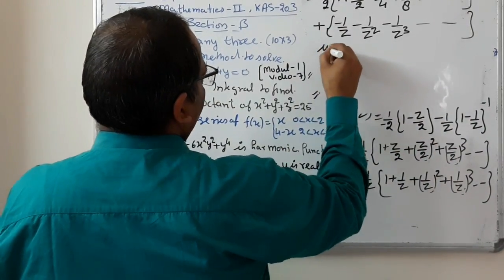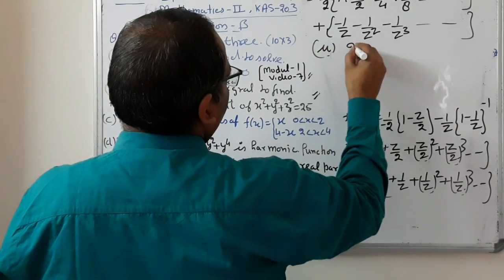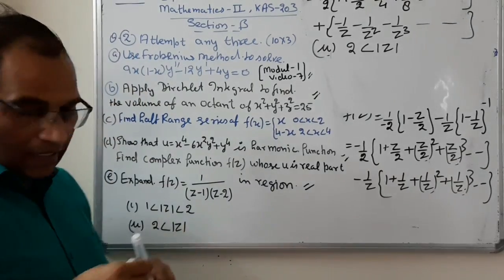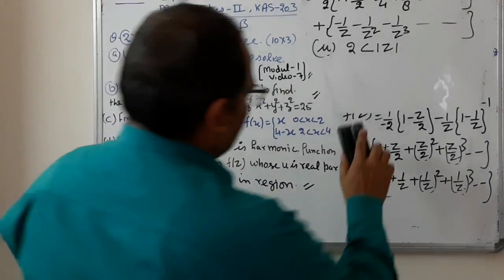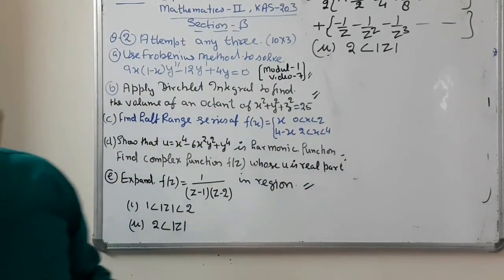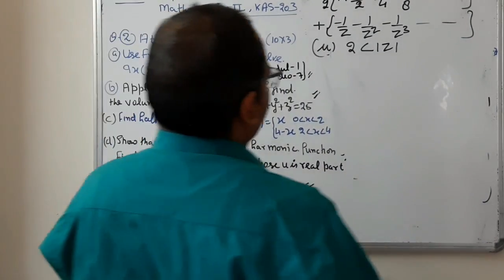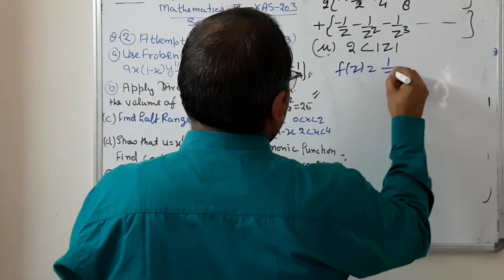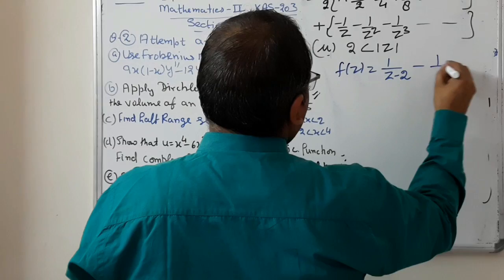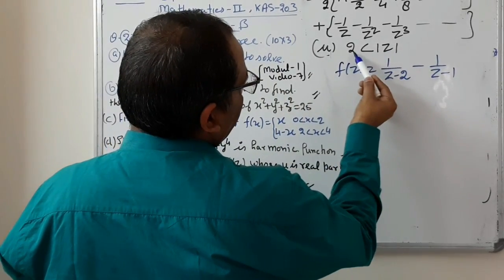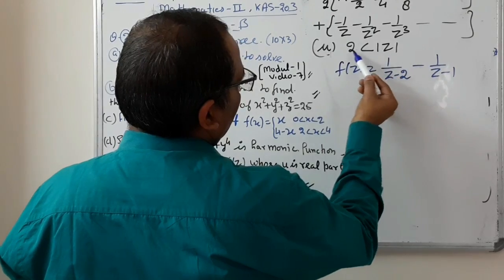Now we come to the second part. The second part is given as 2 less than modulus of z. In this case modulus of z is greater than 2. Again write the same thing. What is f(z)? f(z) is 1 upon z minus 2 minus 1 upon z minus 1. z is greater than 2, so z is also greater than 1.